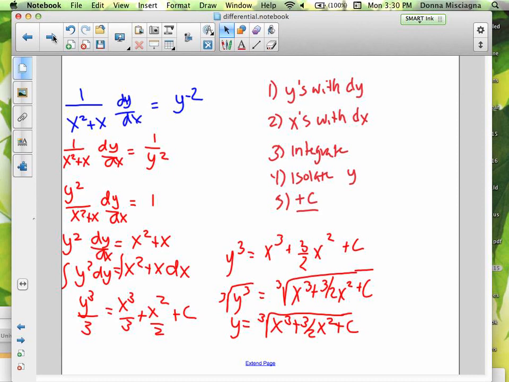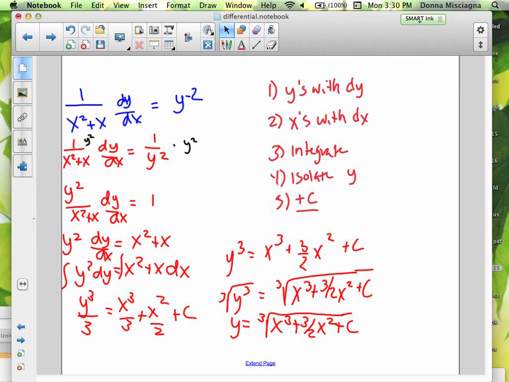Now I multiply both sides by y squared. On this side I end up with 1, and on the other side y squared over x squared plus x dy dx equals 1. Now we can multiply both sides by x squared plus x. So we get y squared dy dx equals x squared plus x. Notice that now they both switch sides. Now I need the dx with my x's, so multiply both sides by dx. Now we can take the integral. We've got the integral of y squared dy equals the integral of x squared plus x dx.